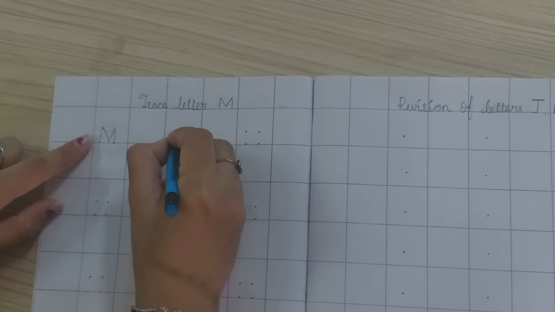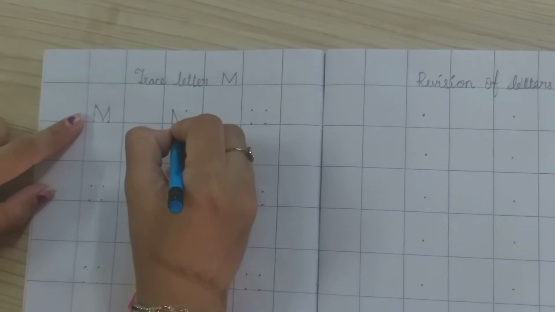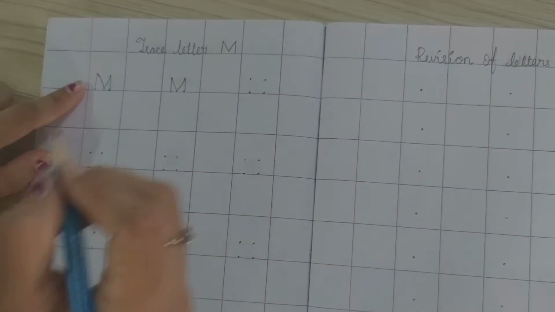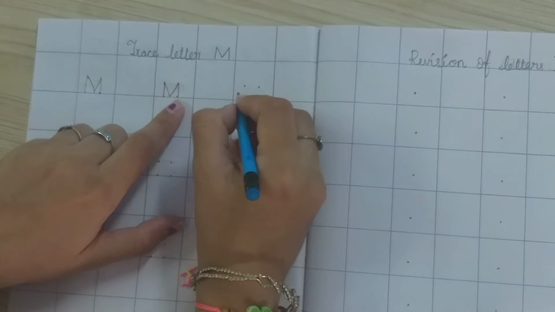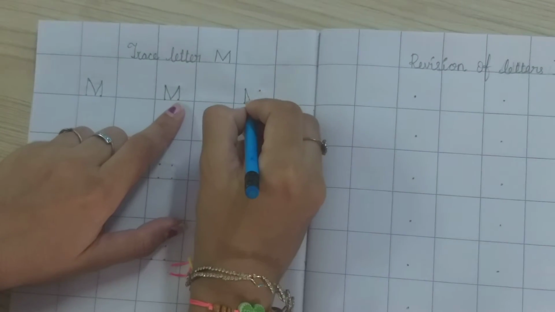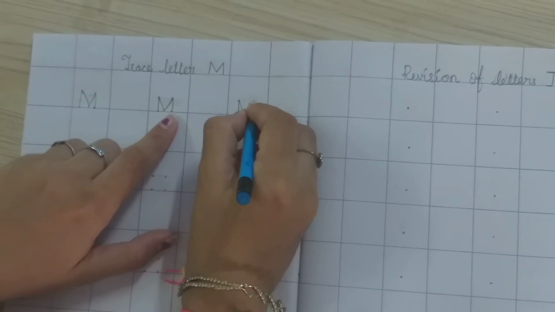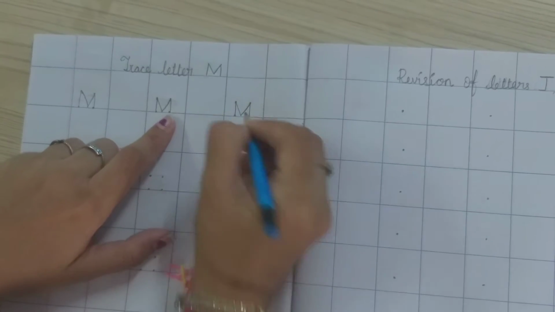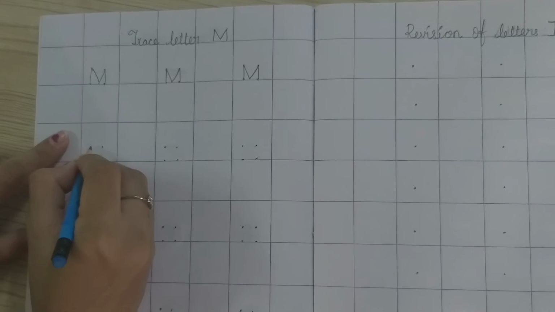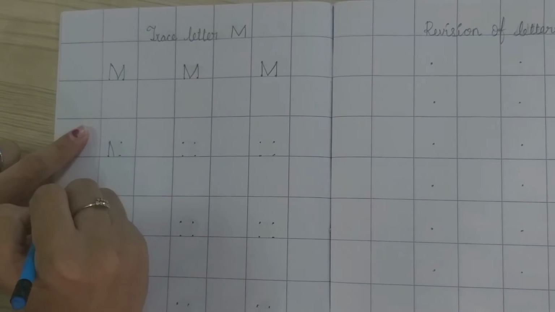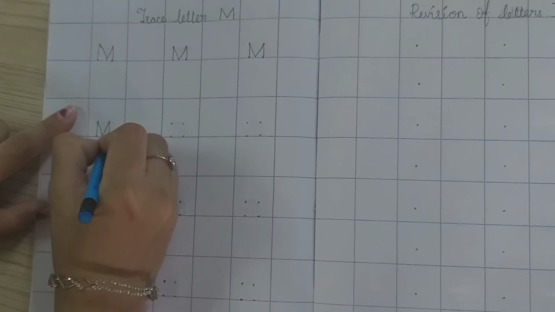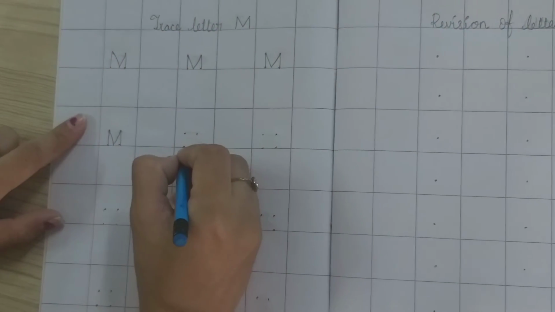Standing line, slanting line, then again slanting line, then standing line. So ye kaun sa letter bana? Letter M. First go up, then come down, then again go up, then down. So kaise? First standing line, slanting line, one more slanting line, then standing line. Letter M.